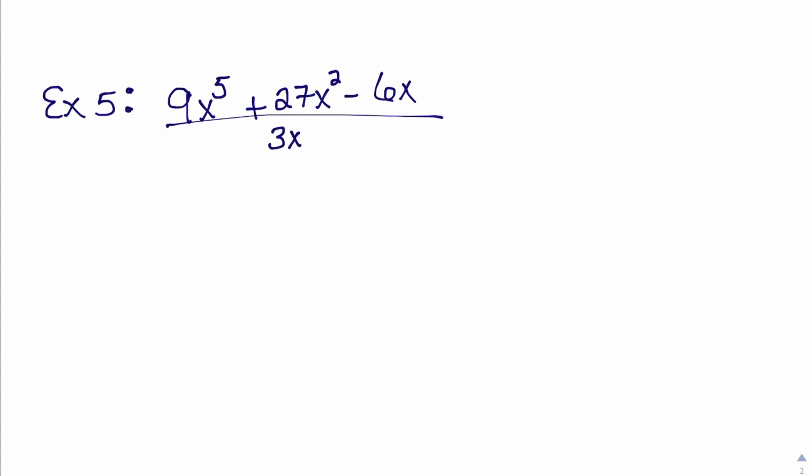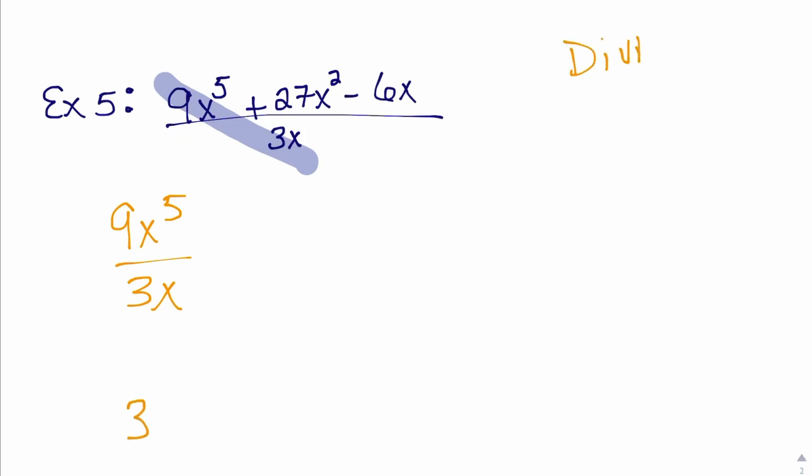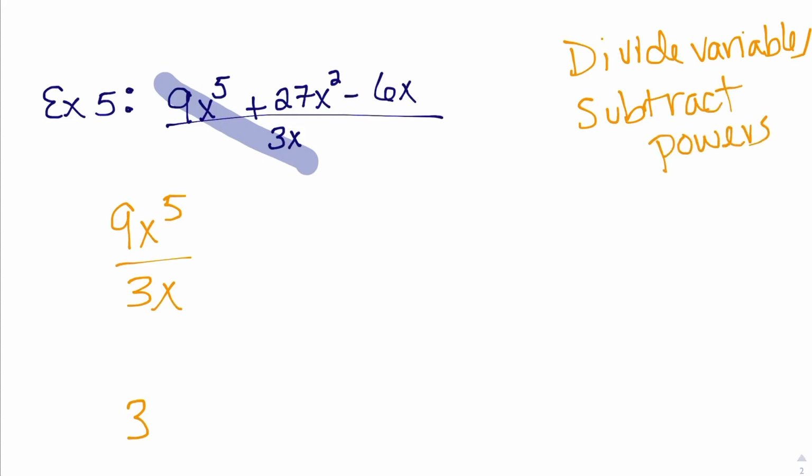For the last example, we're doing the same exact thing, but now we have a variable in the denominator to think about. So first, 9x to the 5th divided by 3x. Well, that's going to give me 9 divided by 3, which is 3. And remember, when we divide variables, we subtract powers. So if I have x to the 5th over x to the 1st, that is x to the 4th.